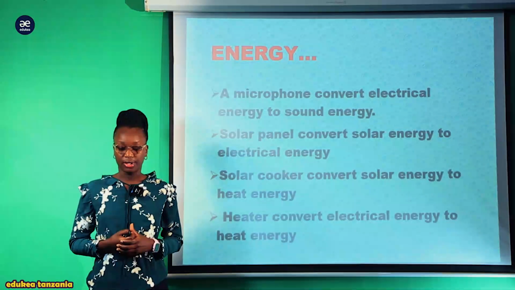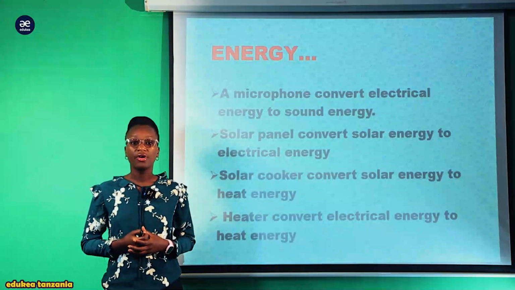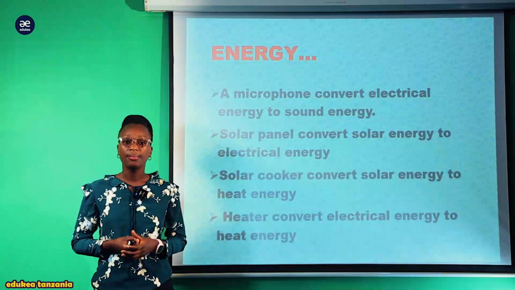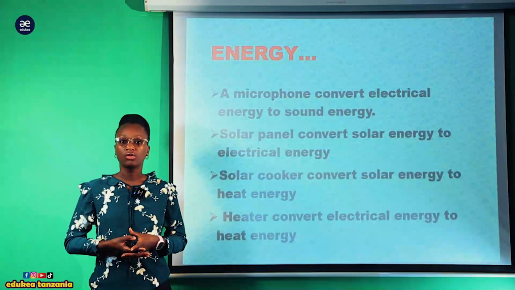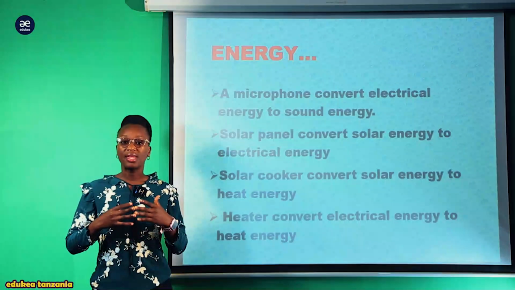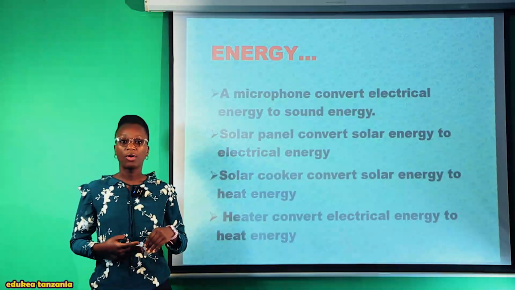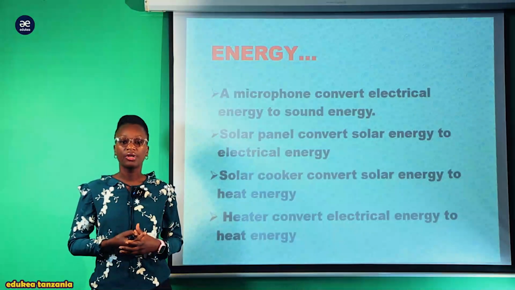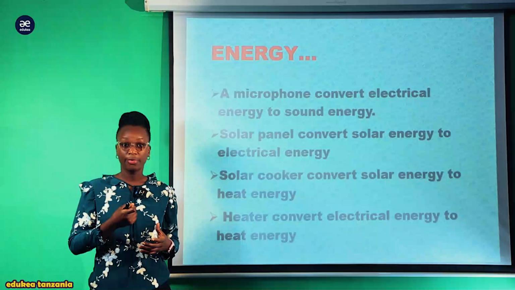Another is the microphone. A microphone converts electrical energy to sound energy. The microphone, my students, I hope you are aware of them. They are mostly used in church. When they sing or preach in church they use a microphone. Even at different conferences, and I hope even at school they mostly use a microphone when there are different conferences. So I hope you understand them.